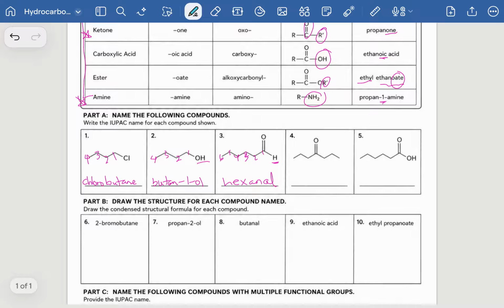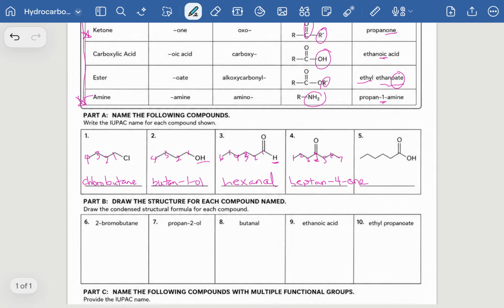This next one, we have that ketone now, and we have on our chain, it doesn't matter if we go from left to right or right to left, 1, 2, 3, 4, 5, 6, 7. Either way we go, we'll see that that double bond oxygen is on carbon 4. So this would be hept for 7 on your main chain. So heptane, and then you would say -4, and then -one to indicate that you have your ketone.